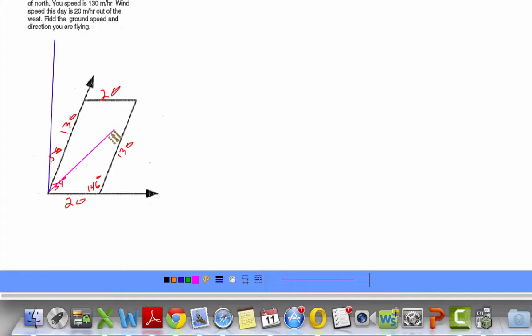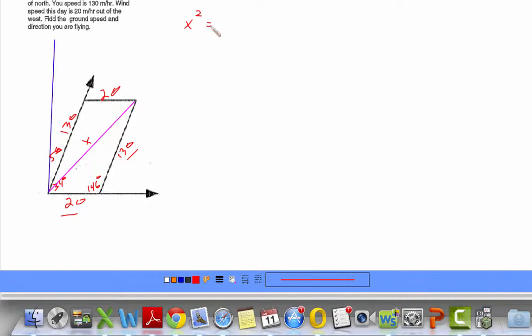right here, that's the distance we're looking for, the ground speed. The ground speed that we're flying here is going to be, we're flying 130 miles an hour this way, but the wind is pushing us over here, so it's actually going to speed us up. So if you look at the triangle formed there, we can use the law of cosines. I got this 20 and the 130 and the 146. So let's call this x, and I'm going to do the law of cosines.